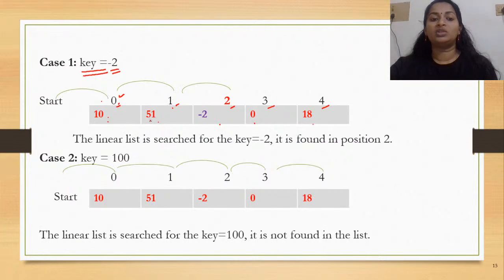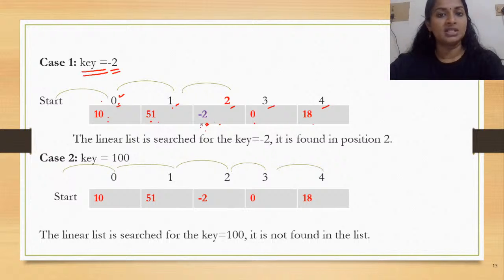In that case, the value is 51. Again, you check for a match and you find that the element is not matched. Now, since the element is not matched, what do you do? You again progress to the next position, incrementing the position value. You go to the next position. Now, what is the value here? -2. Now, I do a check and I find that the values are matching, right? So, I found the presence of -2 inside the list, right?